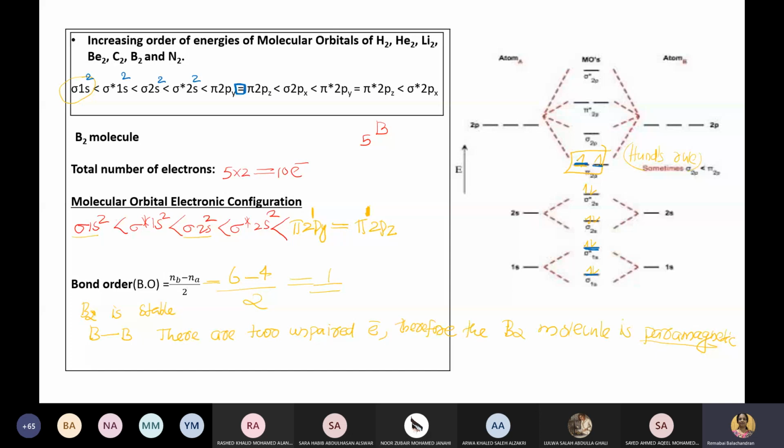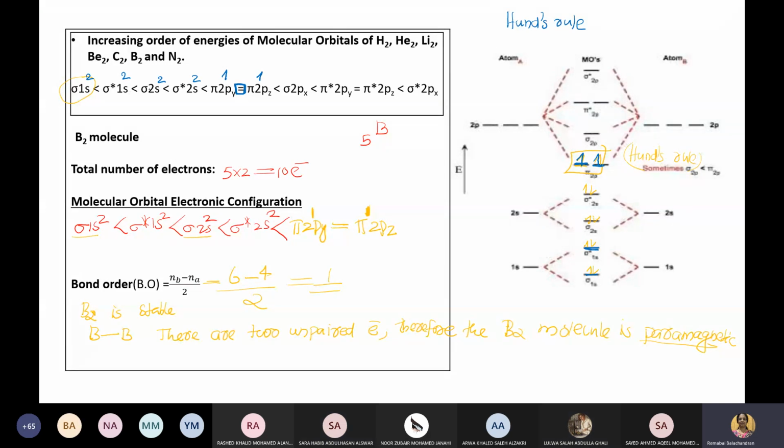So here we apply the rule called Hund's rule. Hund's rule means if 2 orbitals have the same energy, put one electron here, one electron here. Don't put both electrons in one orbital. It is wrong since they have the same energy. So here you add 1, here also you add 1. Did you understand?